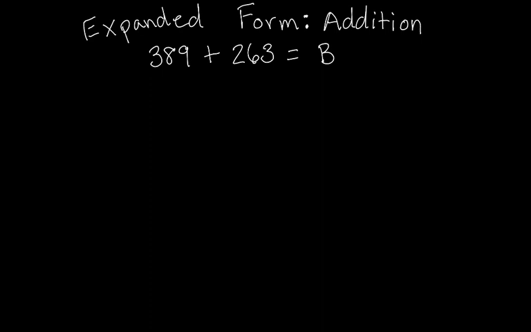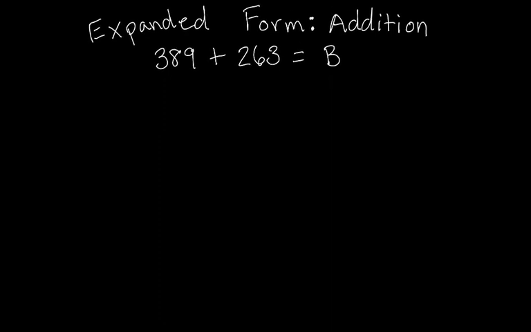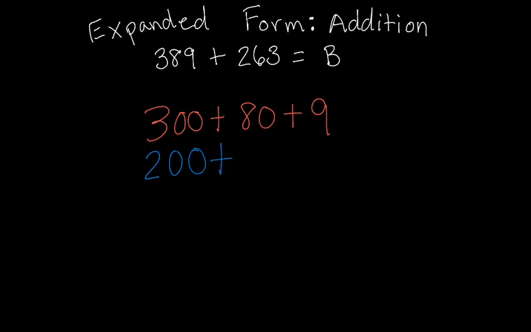So we're going to start with this equation here, which is 389 add 263. So we write it out in expanded form. 300 plus 80 plus 9, because that would make 389. And then on the bottom, we're going to write out 200 plus 60 plus 3, because that would make 263. Complete with your addition symbol.